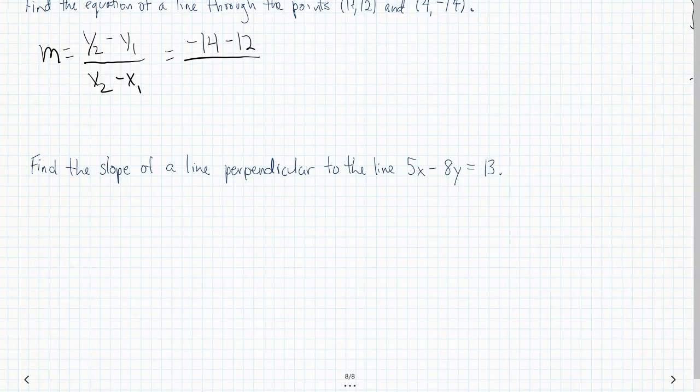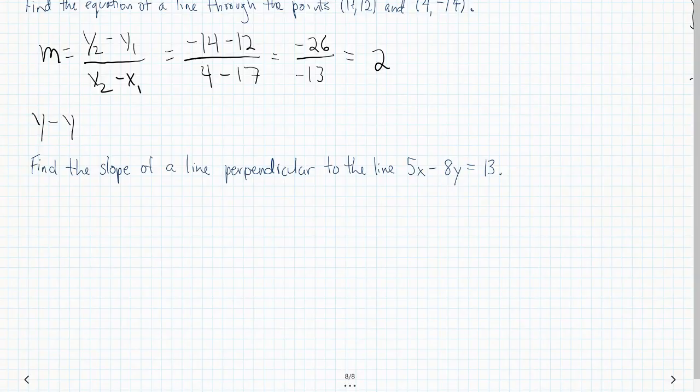That means, now here's the important part. If y2 was negative 14, that means x2 has to be 4. So it goes 4 minus, and in our case that is 17. So notice that makes negative 26 over negative 13. And so that should be positive 2. So that's our slope.